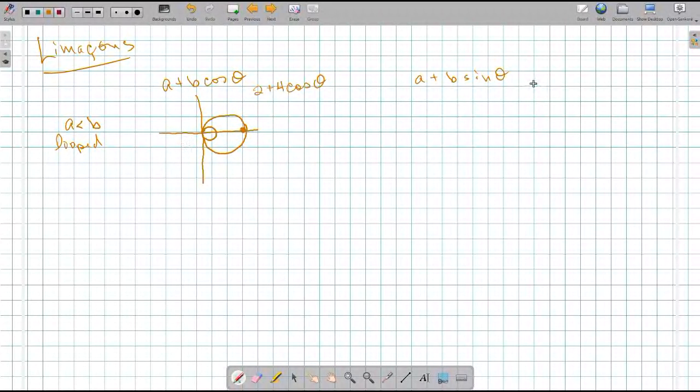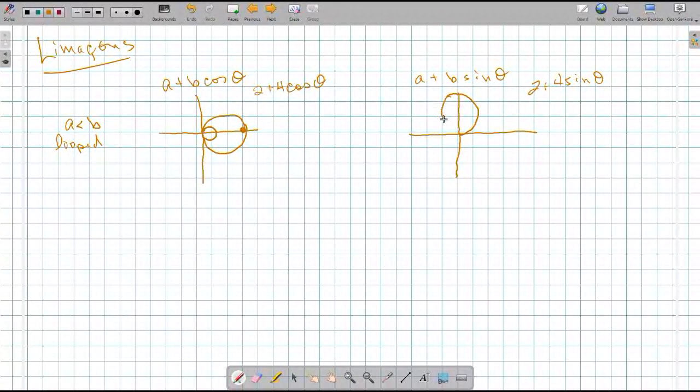But if I have 2 plus 4 sine theta, again, because it's sine, and sine of 0 is 0, I'm going to start at the origin. But I'm going to come out and make my big loop. My big loop will be 6 units out, 2 plus 4.